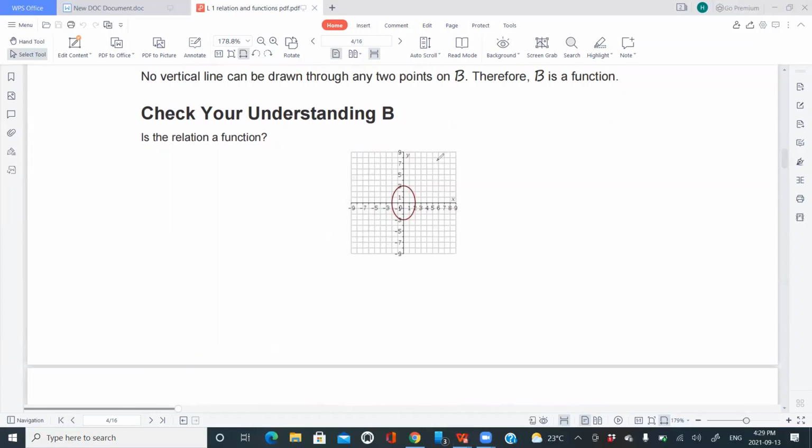Yes or no? No, it's not a function. Because if we draw a vertical line test, look, it is giving us two outputs again. No matter where you draw the vertical line, no matter how many vertical lines you draw on the graph, it is always giving us two outputs, right? So it is not a function.